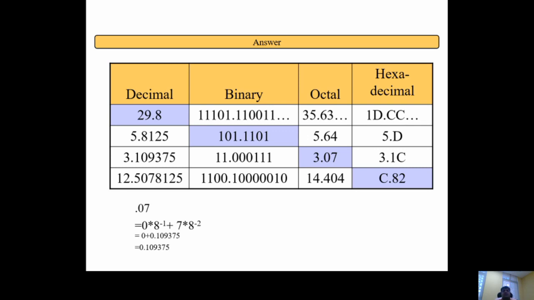Now we convert hexadecimal C.82 into decimal. C is equivalent to 12, so 12 comes over as it is, and for .82, 8 into 16 to the power minus 1 and 2 into 16 to the power minus 2. 8 into 16 to the power minus 1 is 8 upon 16, that is 0.5, and 2 upon 16 to the power 2 is 2 upon 256, that is 0.0078125. We add together, so the answer will be 12.5078125. This was all about number systems and their conversion from one base to another base.